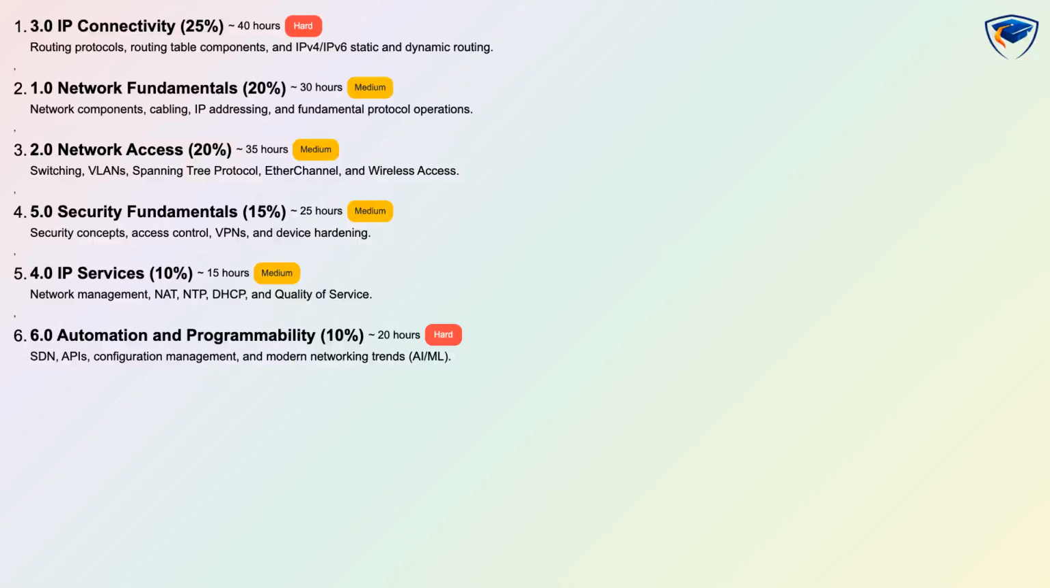Overview of the exam shows 6 domains with exact weights. 3.0 IP Connectivity 25%, 1.0 Network Fundamentals 20%, 2.0 Network Access 20%, 5.0 Security Fundamentals 15%, 4.0 IP Services 10%, and 6.0 Automation and Programmability 10%.